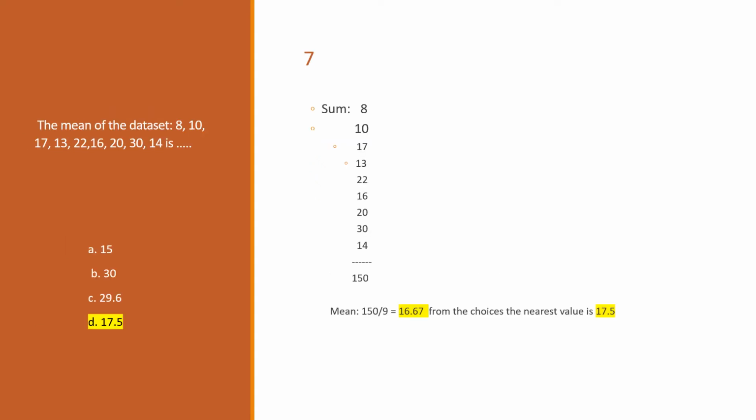For number 7, we are asked for the mean of the data set and these are given. We will have to use a technique whereby we add up as fast as we can all of these numbers, and so summing this up, this is equal to 150. And because there are 9 values, we divide 150 by 9 to get the mean, which is equal to 16.67. From the choices, 16.67 is not given, and the nearest value is 17.5.